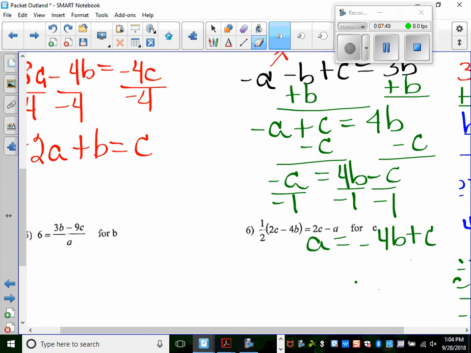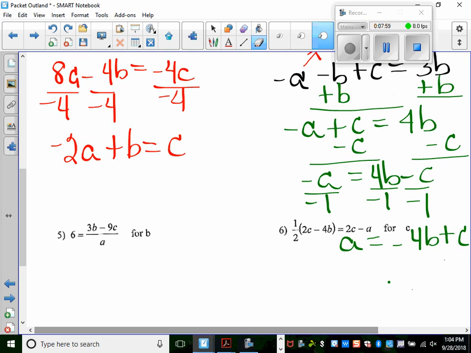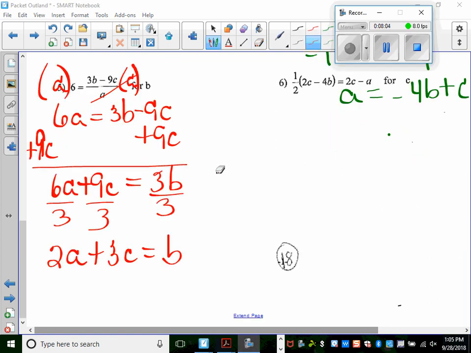Okay. All right, any questions on that? Okay, so I'm going to let you guys do the next one, and then we'll come back and do number 6. So you can check to see if you had the same thing. Now, since addition follows the commutative property, if you did have 3c plus 2a equals b, it is still correct.